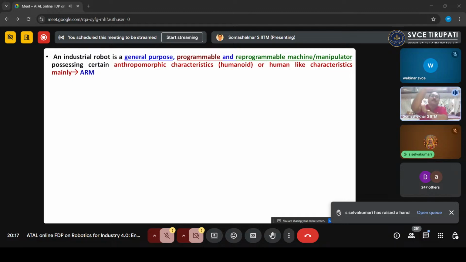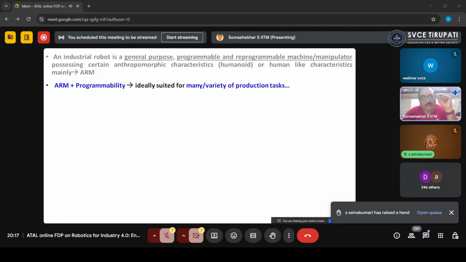Only you will think this arm may be used to do multiple tasks, or it works in space. I will tell you how the arm will work. But the body is fixed to the ground in industrial robots. To the end effector, you have to attach various tools and grippers to do various work. You program it for pick and place, for assembly, for painting, various applications. So the arm and programmability are ideally suited for a variety of production tasks.